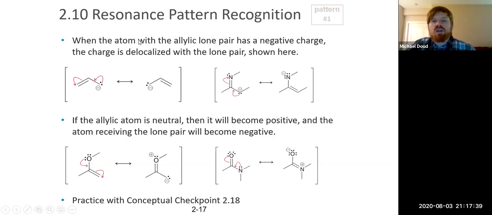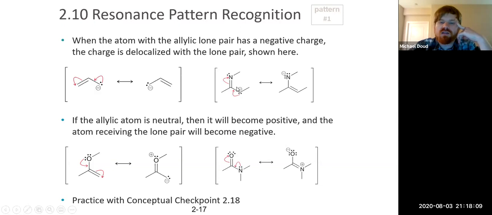So one thing that we want to note is whenever you have an atom that has a negative charge, the negative charge would be delocalized, just like what we saw with the allylic carbocation before, where we had the positive charge on carbons 1 and 3. In this case, in the same way, we have a negative charge here on carbon 3. Its resonance structure has the negative charge on carbon 1. So the negative charge is split between carbons 1 and 3, so it's delocalized.